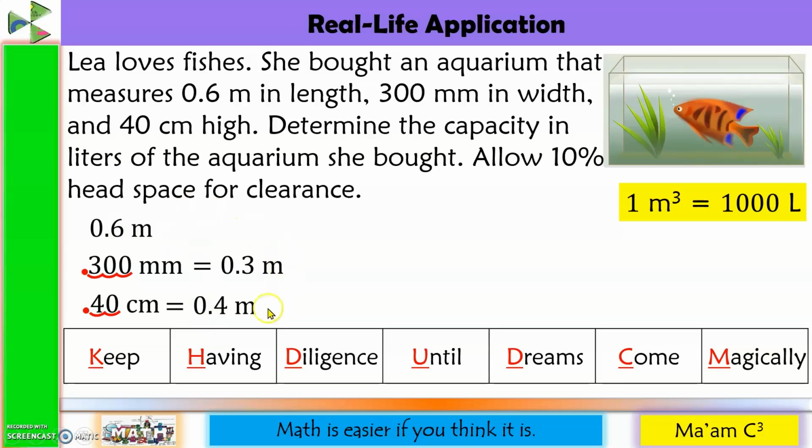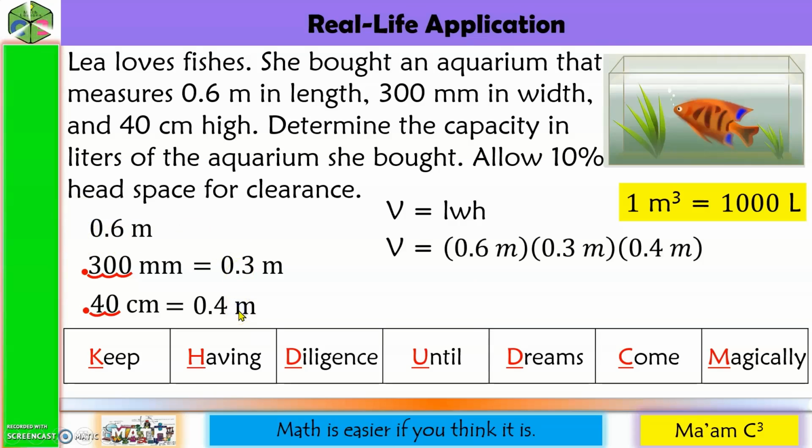Now that the units are all the same, we can compute for the volume. Volume is equal to the length times the width times the height. Substituting the values, 0.6 times 0.3 times 0.4. And this will give us 0.072. 1, 2, 3. So our unit is cubic meters.